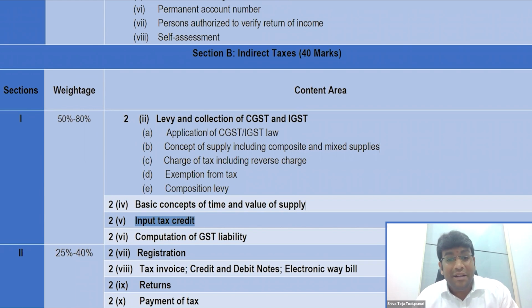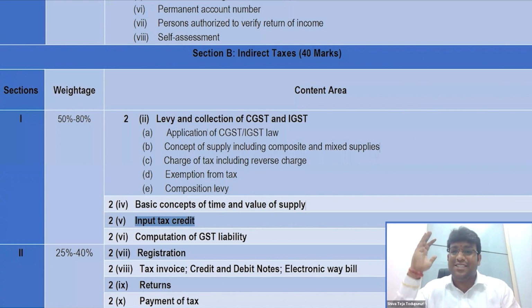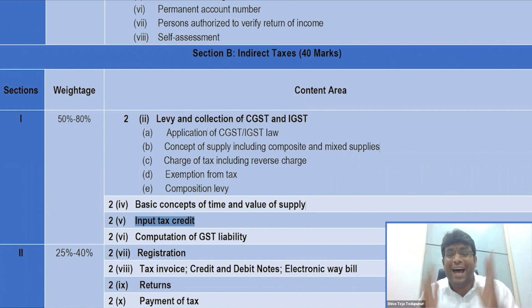So whatever is capitalized, that is only covered. Which is not capitalized, that is not covered in construction definition. So if it is not capitalized, it is not covered in construction. If it is not covered in construction, input tax credit is allowed. Such a small cute point, but very, very important.